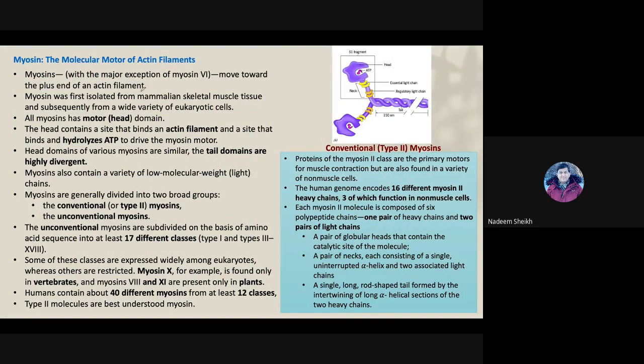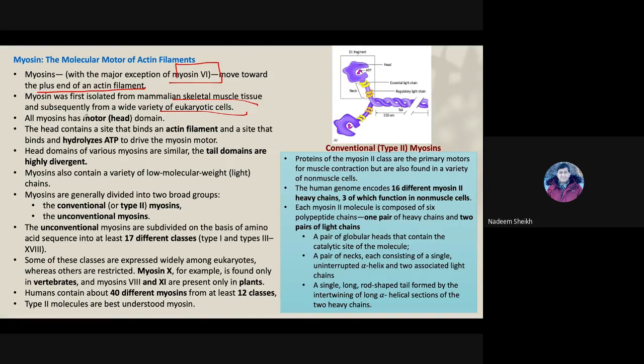Then comes the myosin. There are different types of myosin proteins within the cell. All of these myosins except myosin 6 move towards the plus end of the actin protein. They were first isolated in skeletal muscles as a component of the actin-myosin muscle contraction machinery, but later they were found in other types of cells.